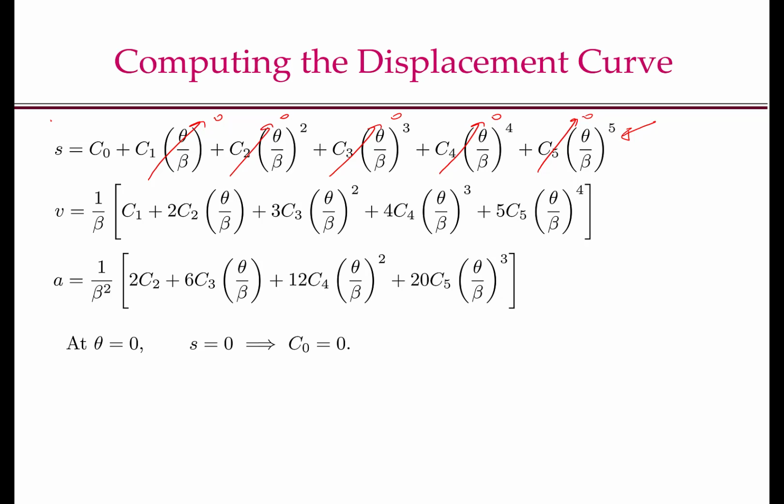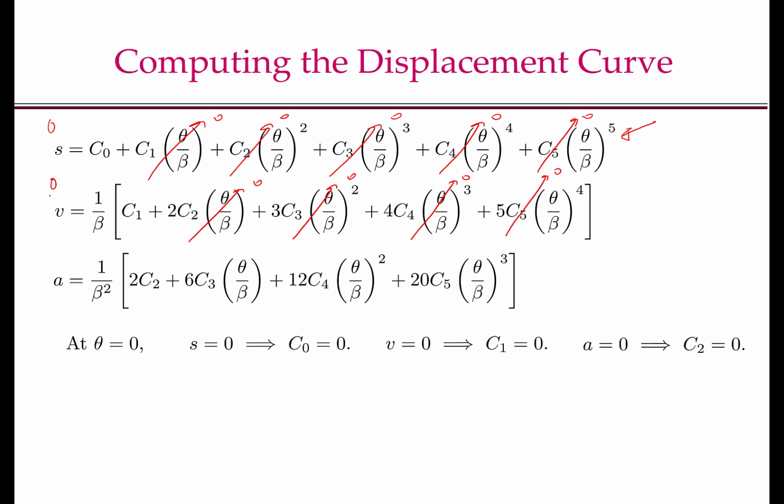And the left hand side here is 0 at theta equal to 0. So C0 has to be 0. Now we also know that V is equal to 0 at theta equal to 0. So at theta equal to 0, again this term is 0, this term is 0, this term is 0, this term is 0. V is equal to 0, so C1 has to be equal to 0.